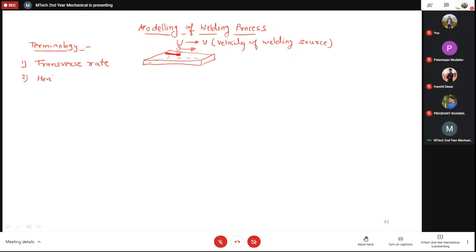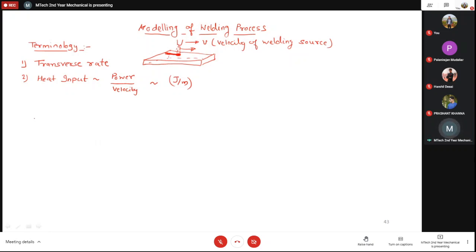Now I will define heat input. Heat input is the ratio of the input power to the velocity, the transverse rate by which we are moving the source. It is generally denoted in joules per meter: the amount of heat input we are providing per unit distance we are traversing. So this is what the heat input is.